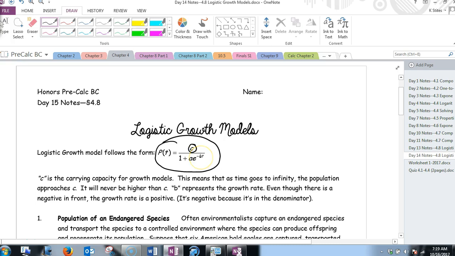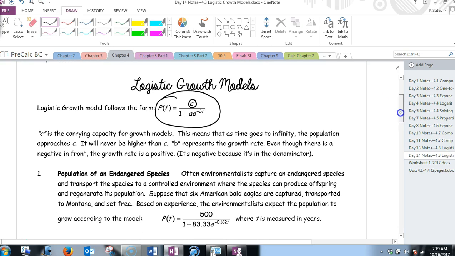B represents your growth rate. Even though there is a negative in front, the growth rate is positive. It's negative because it's in the denominator. So if we were able to move that quantity up, it would be a positive exponent. But you don't have to worry about that. You just need to plug numbers into this formula.